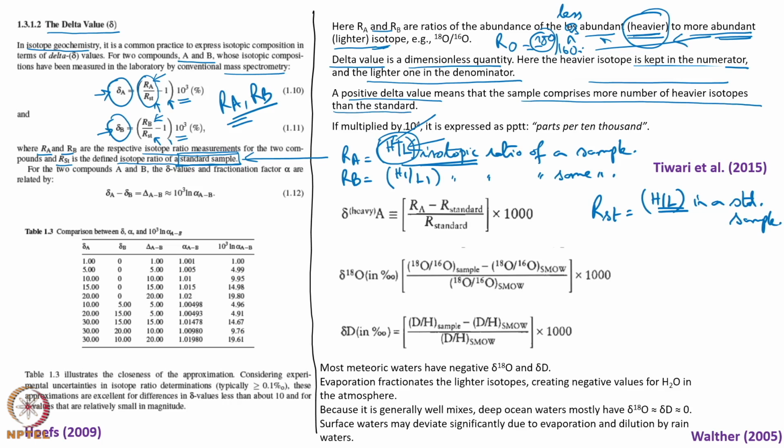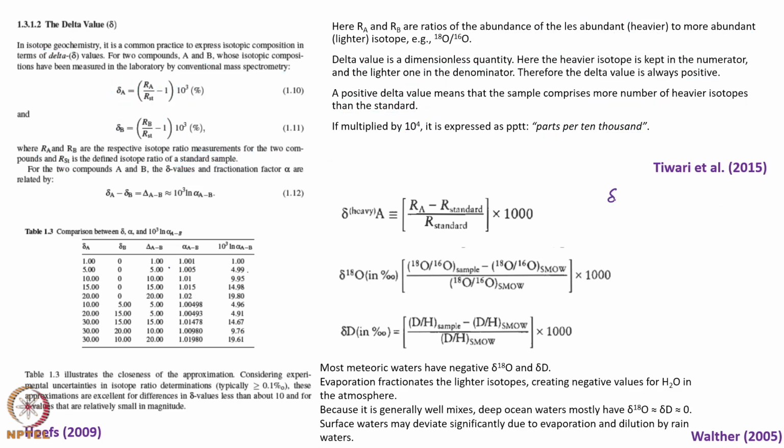And instead of multiplying by 10 cube as is done here, if I multiply it by 10 to the power 4, then naturally instead of parts per 1000, ppt, we have to write parts per ptt, that means parts per 10,000. ppt and pptt are definitely different. Let us see how we write delta A. It is equal to R A divided by R standard minus 1 multiplied by 1000, which is equal to R A minus R standard divided by R standard multiplied by 1000.